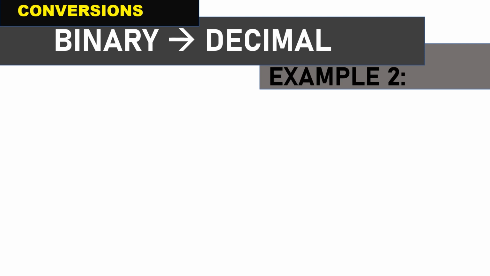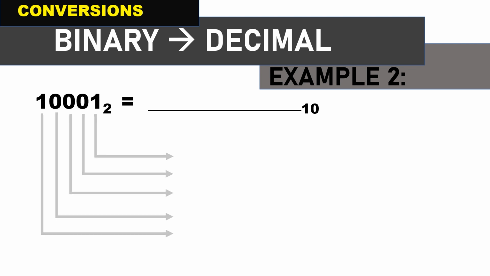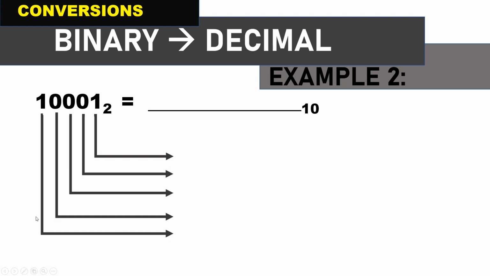Okay, so we have also another example for binary to decimal. We have example number 2. So this time we have 5 digits, which is 10001 in base 2 is equal to blank base 10. Okay, so again, we're going to extract the digits and we're going to convert them. All conversion is from right going to the left.